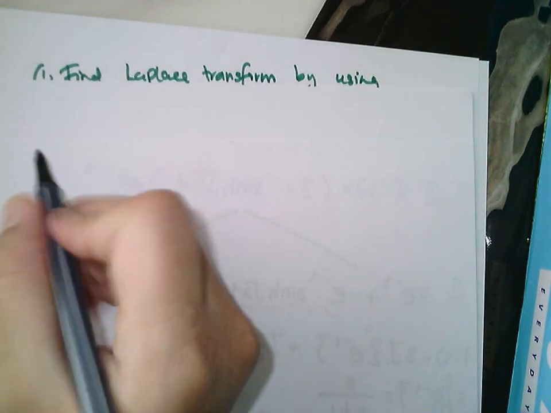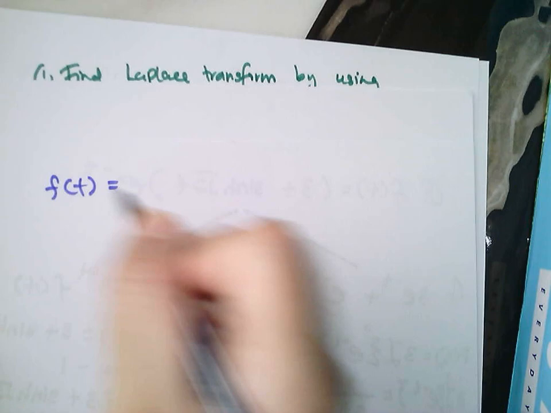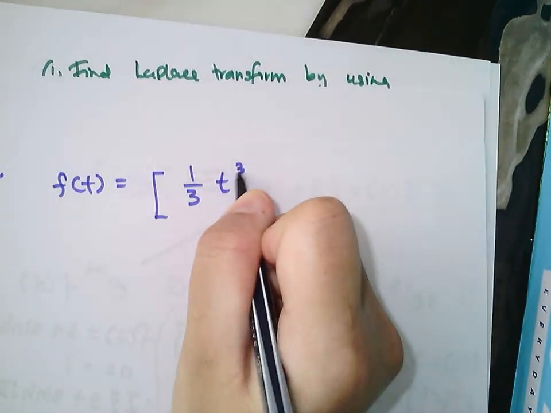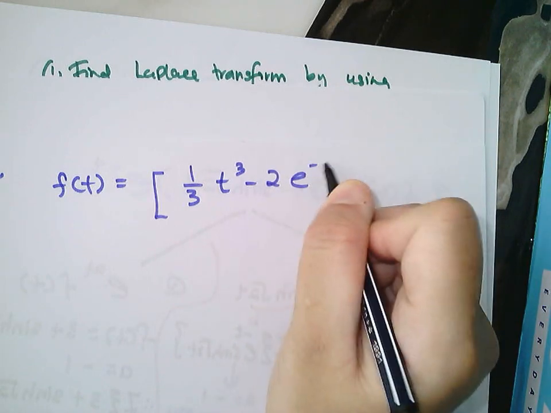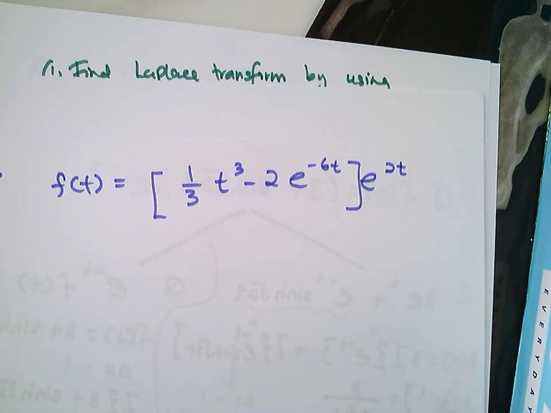Your f(t) is equal to, I have mentioned here, 1 over 3. Example 4. Your f(t) is equal to 1 over 3 t cubed minus 2 e to the power negative 6t, times e to the power 2t.